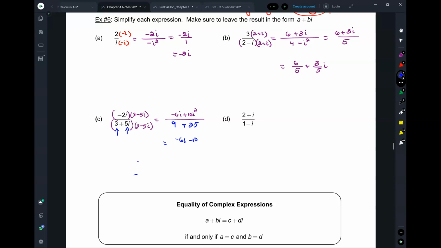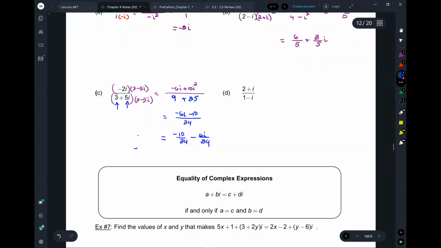Okay? So let's see what we've got here. We had negative 6i minus 10 over 29. But now we got to, no, over 34. But now we have to write the real part first, right? So it's negative 10 over 34 minus 6i over 34. Wouldn't it be 6 over 3? And then, right, we still have to simplify this one. So negative 5 over 17 minus 3 over 17.